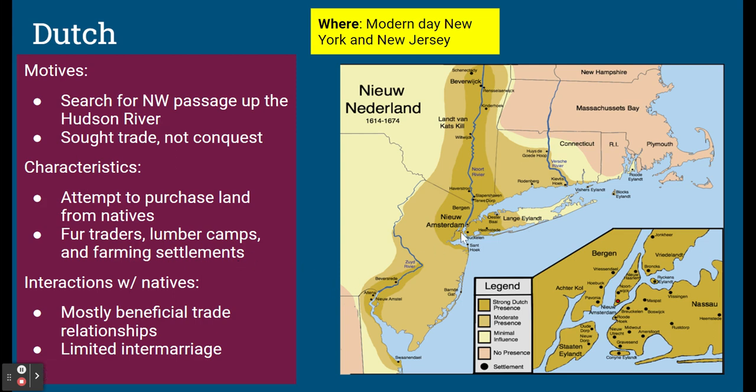So, as I said, a lot of beneficial trade relationships with native peoples, although there was some tension and conflict, certainly because they were more likely to have farming settlements than the French, and they also had very limited intermarriage with native peoples, unlike the French.